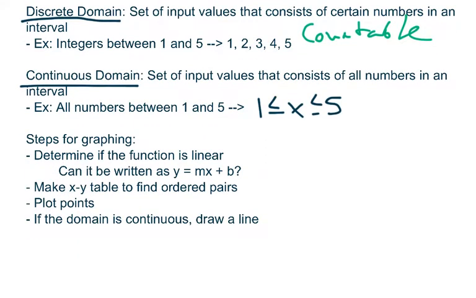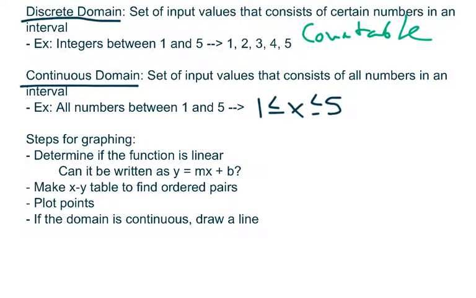Number one, determine if it's linear. And the question there is, can it be written in the form y equals mx plus b? If the answer is yes, then we can move on to the next step where we make an xy table to find ordered pairs, plot the points, and then if the domain is continuous, we're going to draw a line. Because if the domain is continuous, that means there are more points on the graph than just what we put on the graph. And that's where the line comes in.